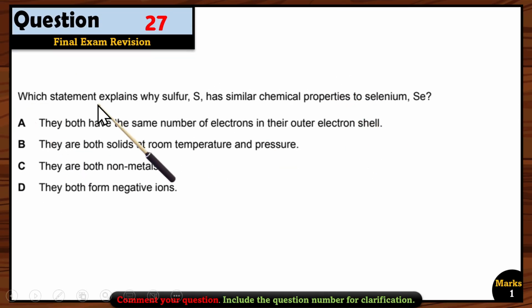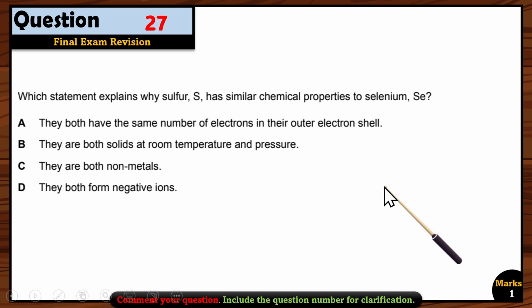Let's see another question. Which statement explains why sulfur has similar chemical properties to selenium? Let's see where sulfur and selenium are present. If you look at your periodic table, sulfur is present in group 6 and selenium is also present in group 6. What does it mean? It means they both have the same number of electrons in their last shell. And because the number of electrons in the last shells is the same, and electrons are the particles that predict the chemical properties of an element, right? Electrons are responsible for the chemical properties.